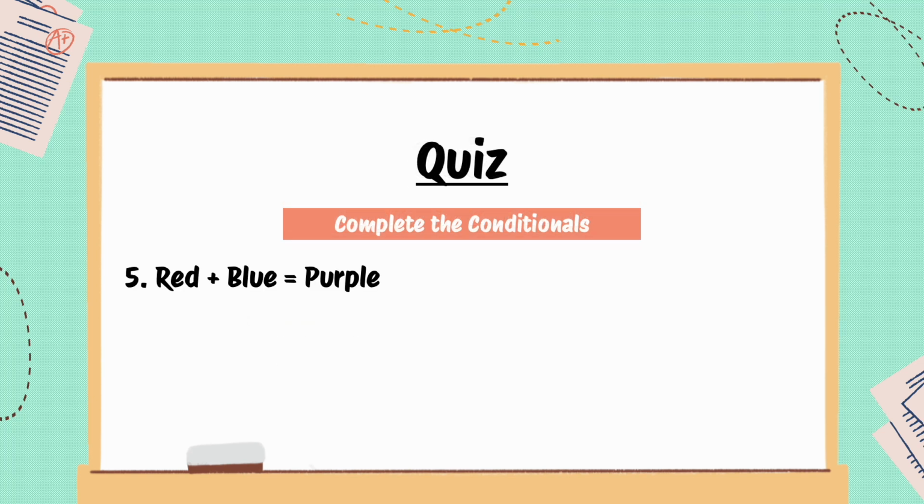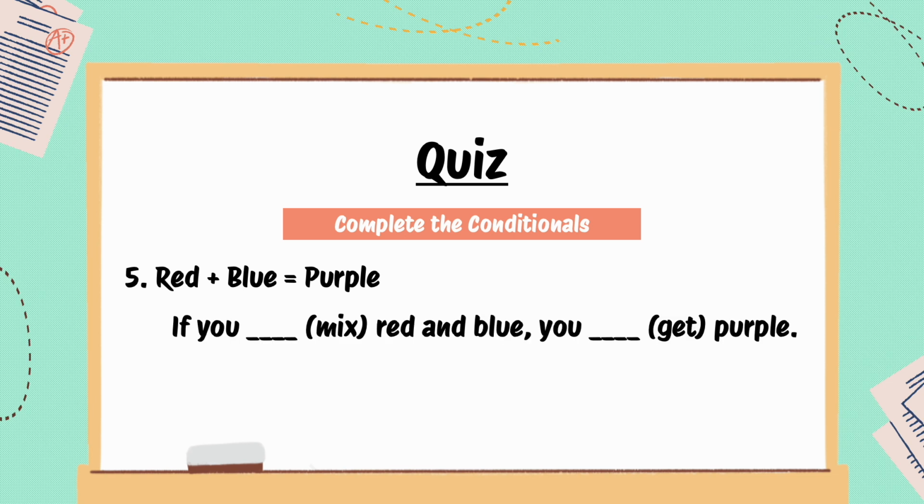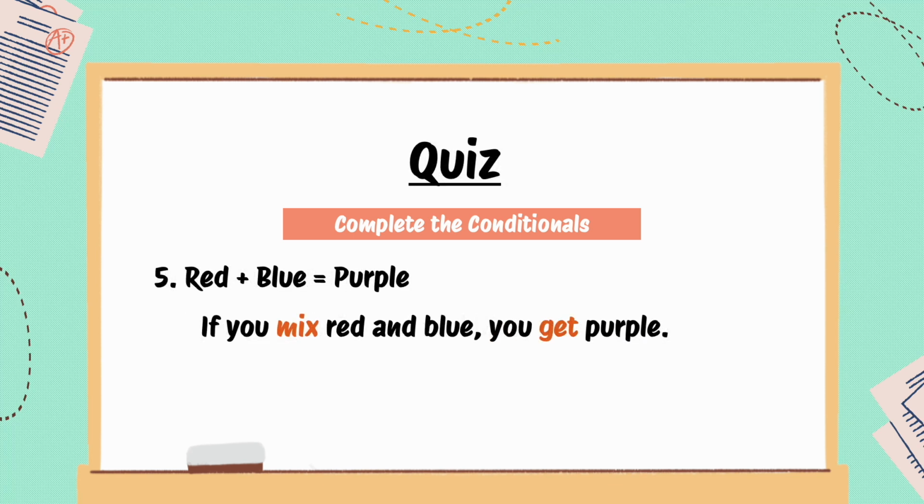Now here's one last question. Red plus blue equals purple. The answer is, if you mix red and blue, you get purple. This is an example of a zero conditional. It uses the present simple in both clauses and refers to a general truth or fact.